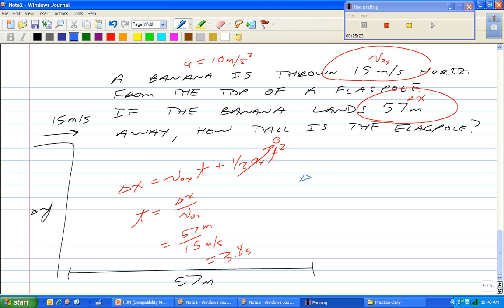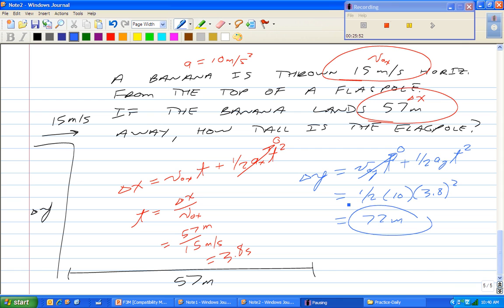And now I use the vertical to find out how high it is, because I know the initial vertical velocity times time plus 1/2 the vertical acceleration times time squared gives me the vertical distance. Well, it started out vertically going 0, so that goes away, and so it's just 1/2 of 10 times 3.8 squared, and that's that 72 meters that everybody's been talking about. Good work.